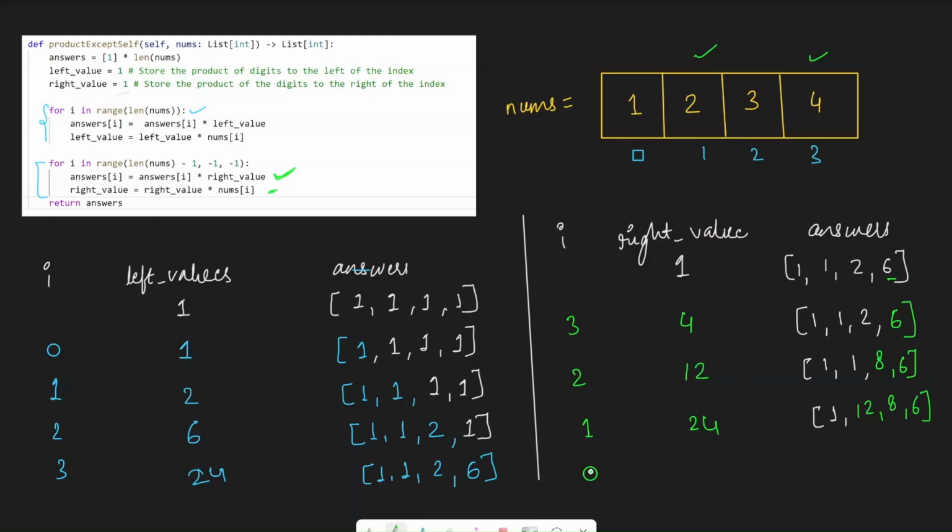Then for I is equal to 0, we will have current answers of I multiplied by the right value. So this will be equal to 24, 12, 8 and 6. And then we have to update right value as well for this one. So it will be 24 multiplied by the value at index that we are evaluating. So 24 multiplied by 1 is equal to 24. So this is our final answers that we are returning.